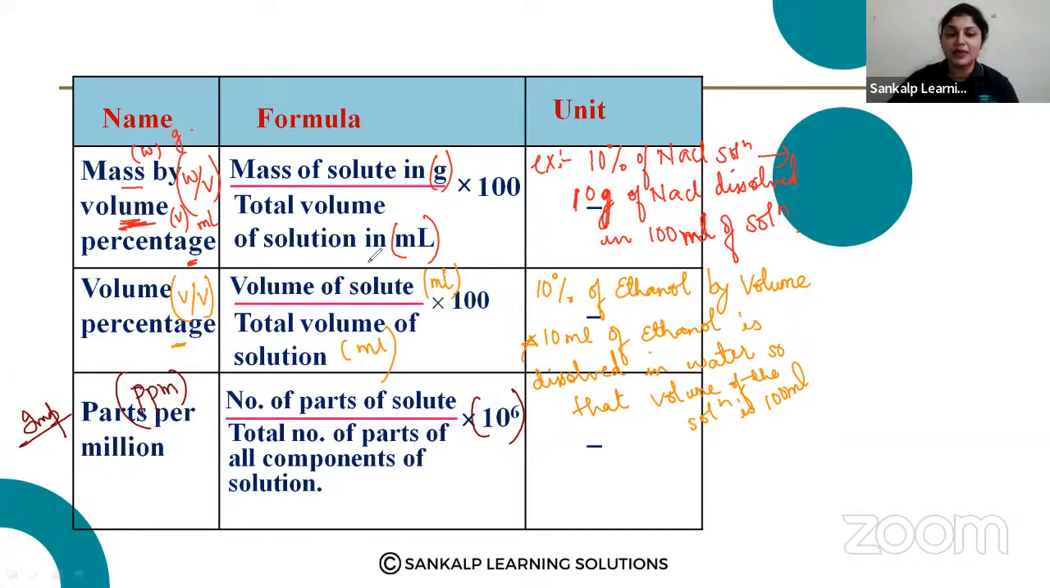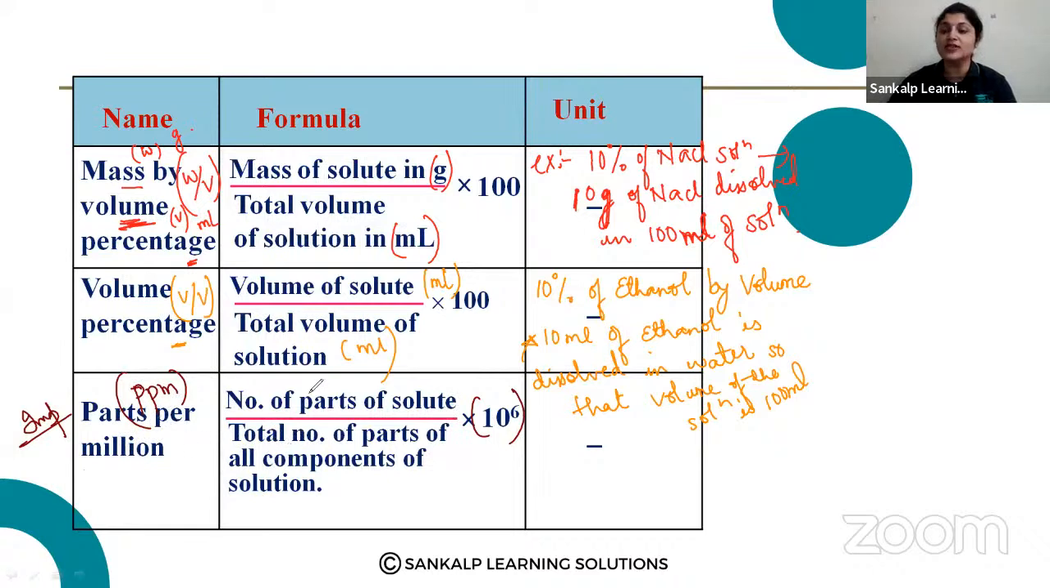Now, where is ppm used? It is used to express the concentration of the solution when your solute is present in very minute quantity. You know now what a solute is: the component which is present in lesser quantity is called the solute. If the solute is in very less quantity, and moreover present in very minute quantity, then ppm is used to find the concentration. That time you are going to use parts per million, that is ppm.